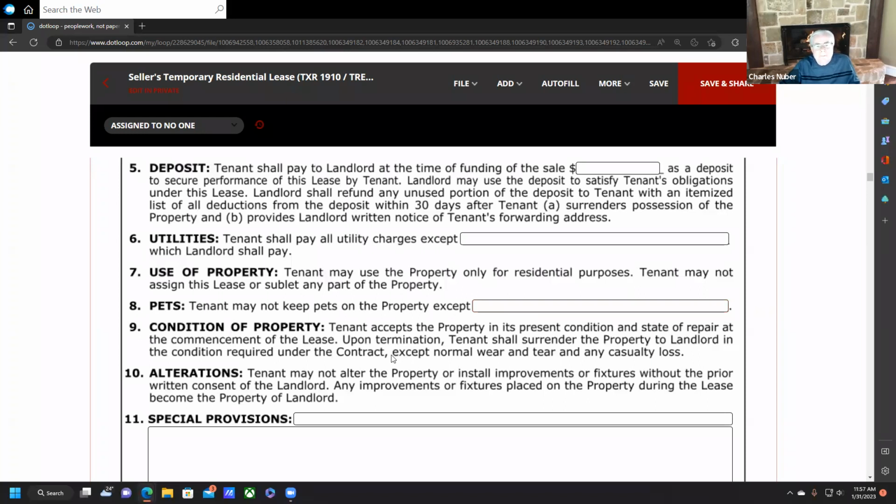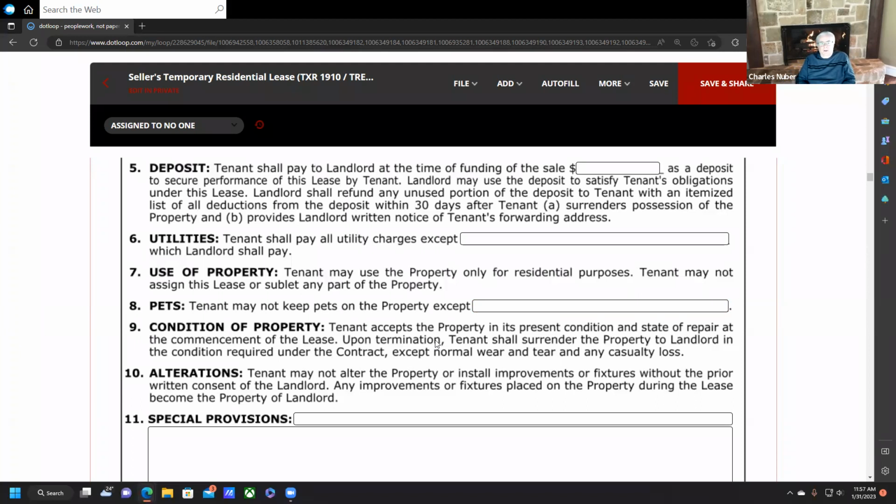All right, condition of property. This is going to be fun and very important. This is why I do not like temporary leases. Tenant accepts the property in its present condition and state of repair at the commencement of this lease. Upon termination, tenant shall surrender the property to landlord in the condition required under the contract, except normal wear and tear and any casualty loss. So that would be a hailstorm or something.